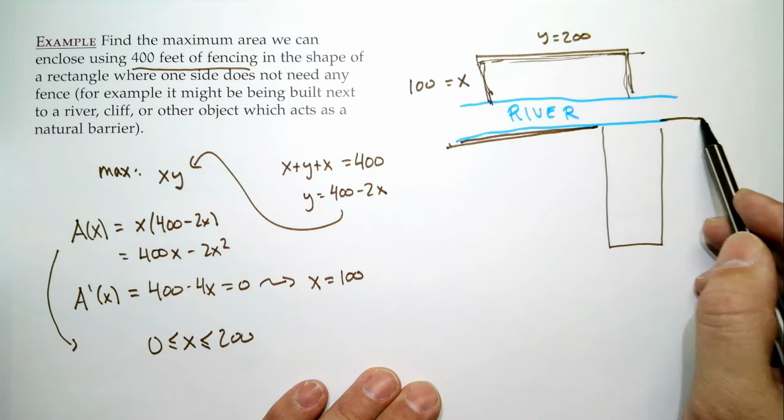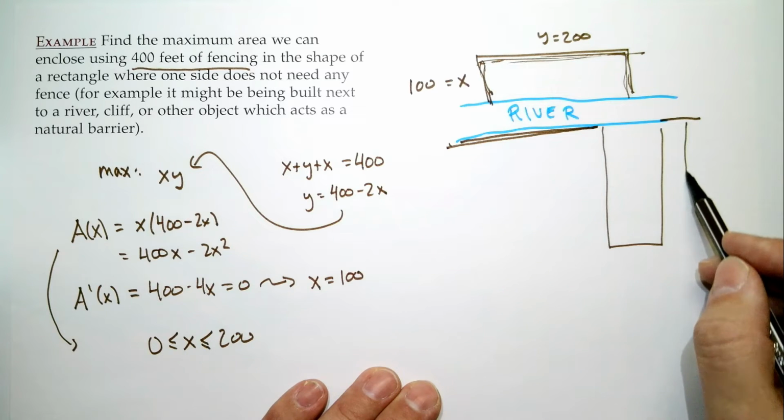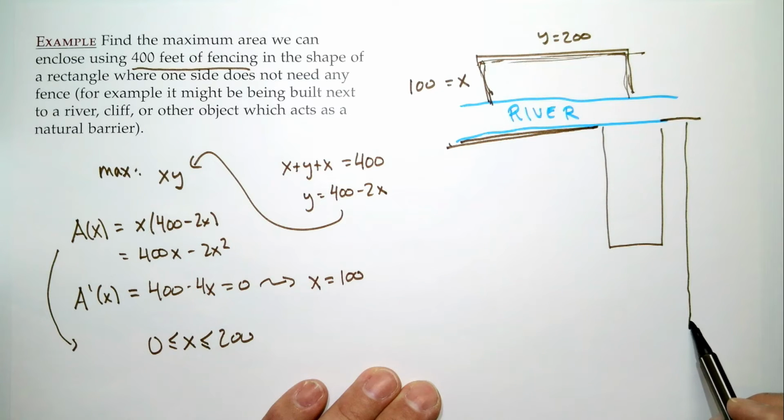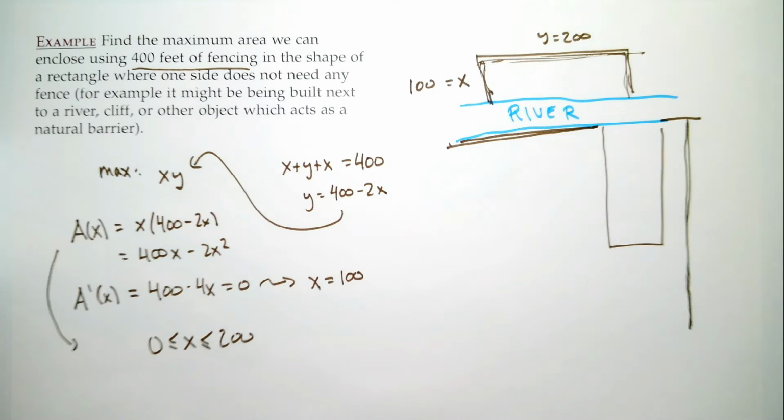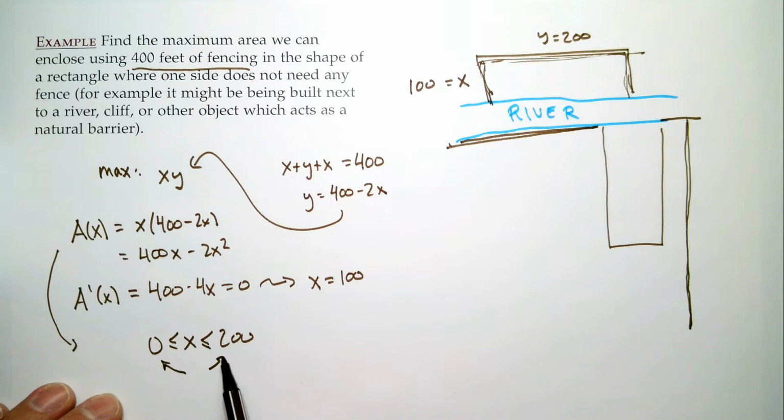Wouldn't do that. If x were 200, it would say take your fence, go out 200, and then put it right back. It might work for modern art, but not very useful otherwise. So at the extremes, the area is 0. And therefore, we know the max can't happen at the endpoints. So it has to happen somewhere in the middle. So that's an argument that 100 is a max.